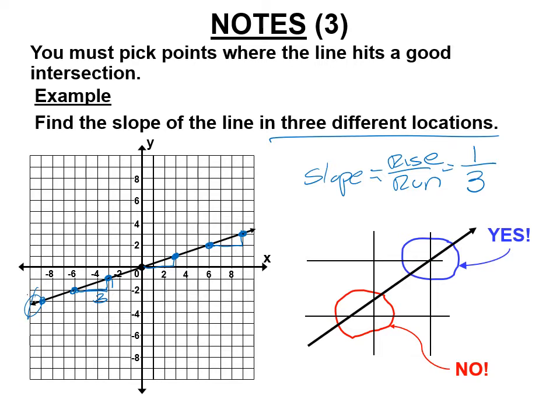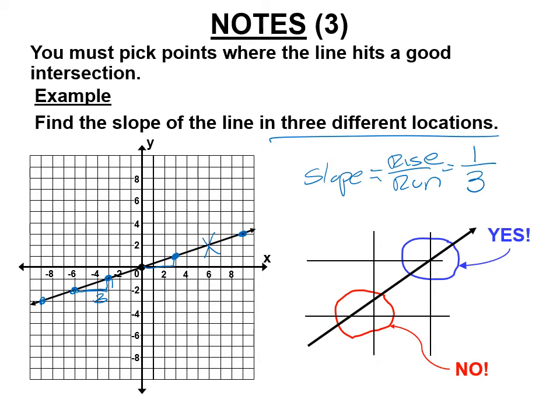Oh, by the way, we have these arrows there. That's because it's a line. This line is going this way. We're going to talk more about that. And so the slope is just the same as we've been doing. It's 1/3.